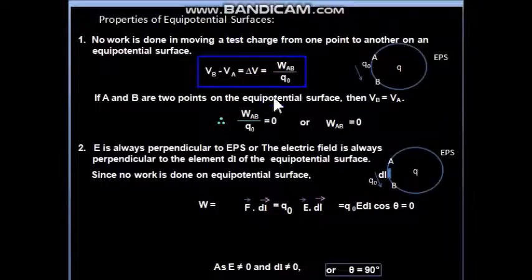So these are the two properties of equipotential surfaces. Now let us proceed to the next property.